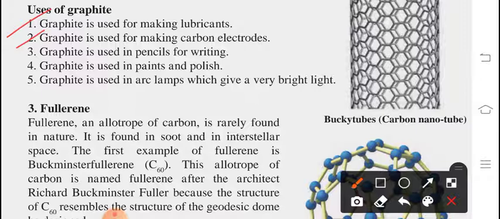Graphite is used in pencils for writing. The lead of pencil is made of graphite. Graphite is used in paints and polish. Graphite is used in arc lamps which give very bright light.